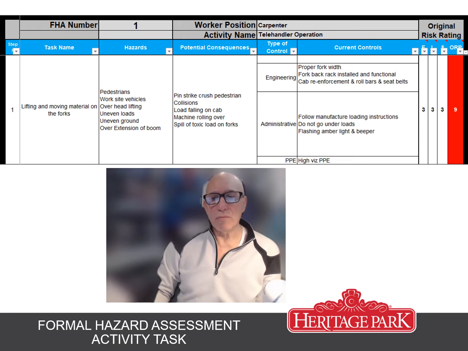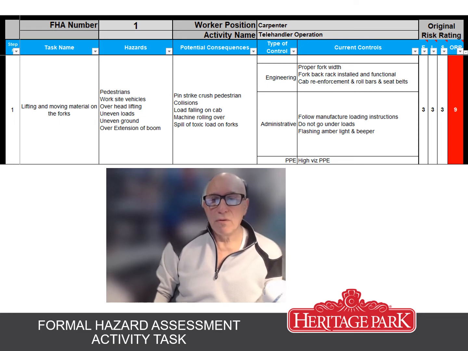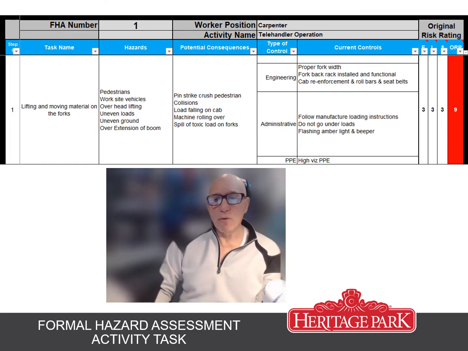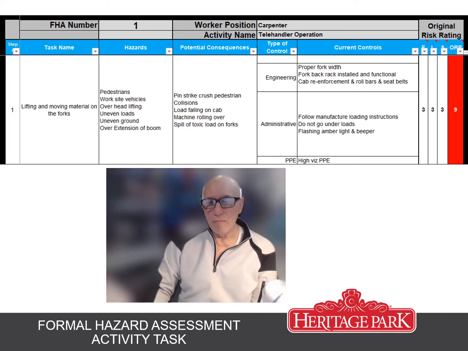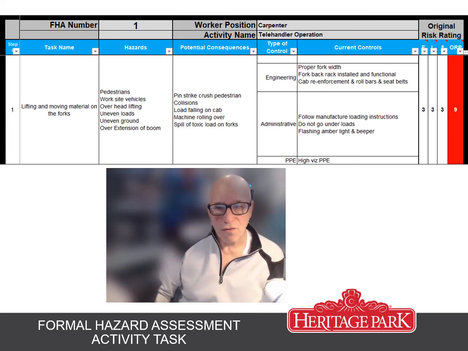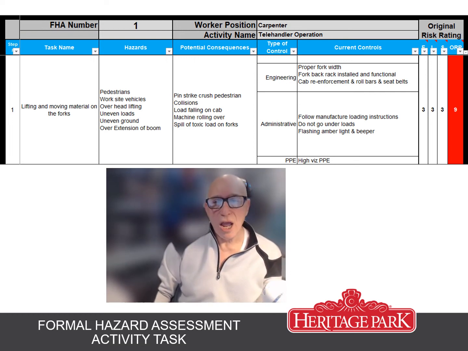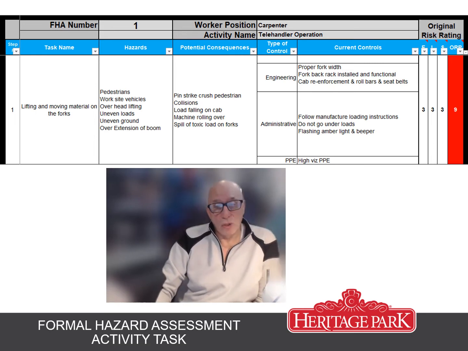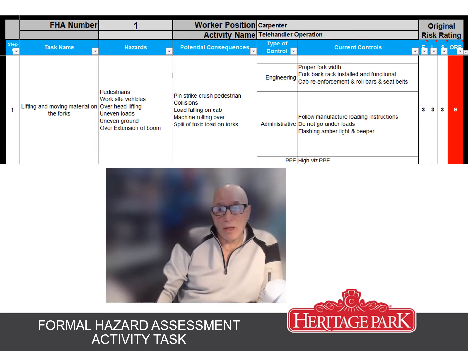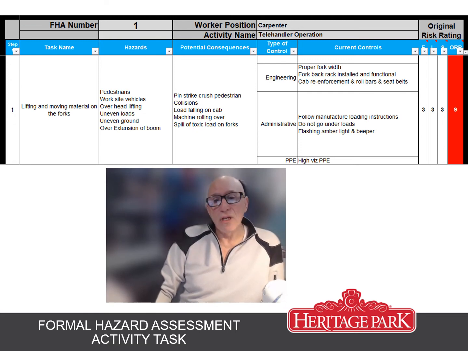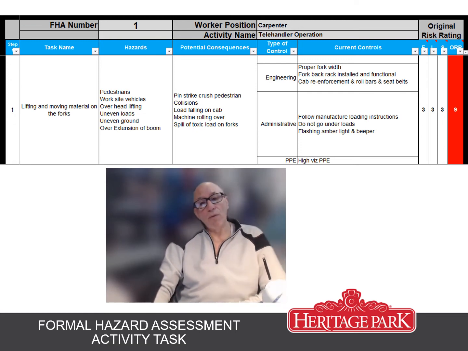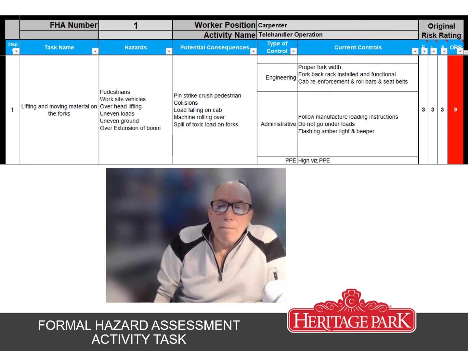Engineering controls: proper fork width, fork back rack installed and functional. The cab reinforcement, roll bars and seat belt are in and functional. Administrative controls: follow manufacturer loading instructions and do not go under loads. Flashing amber light and a beeper on the telehandler to make sure everyone's aware of it. And everyone wearing high-vis PPE so they're easily identifiable.